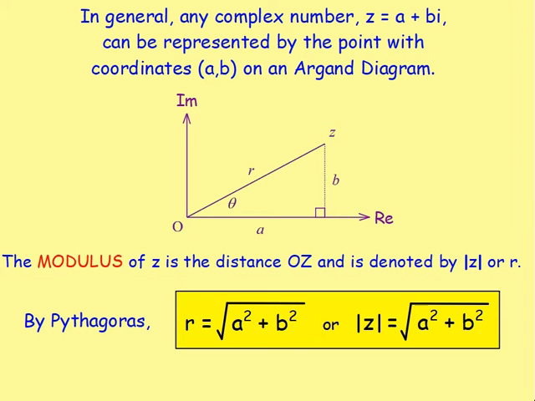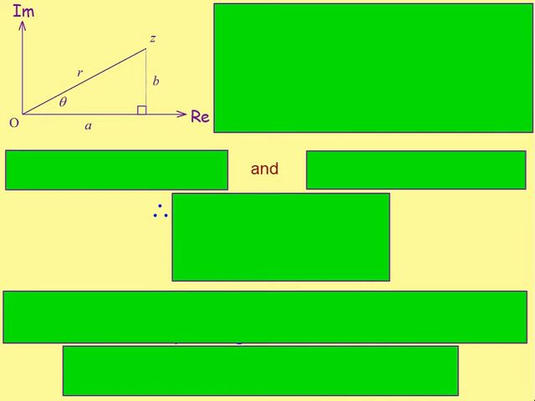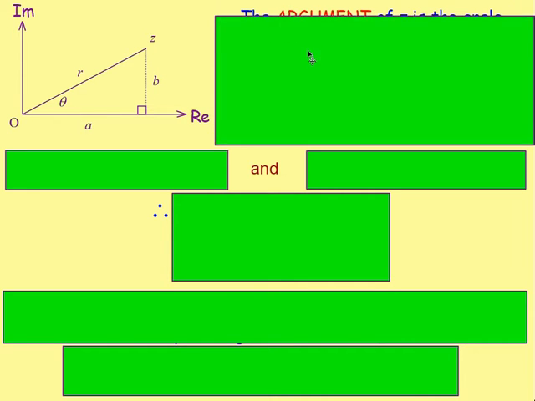As well as the modulus, we also have to be able to tell what the argument of z is. And what is meant by the argument? Anybody have any ideas? The angle! Perfect! It's the size of the angle. So here, with theta, that would be your argument.